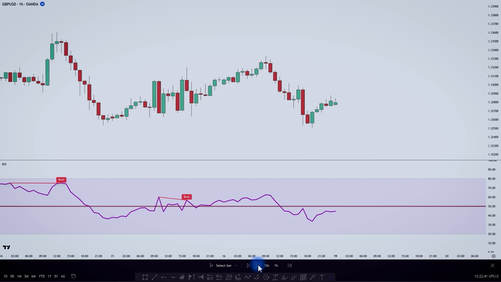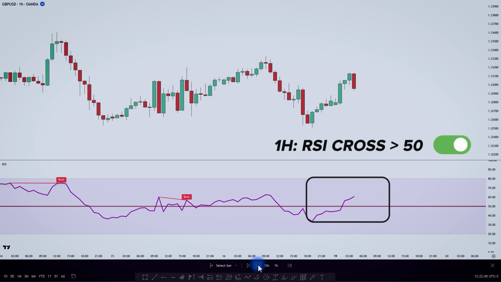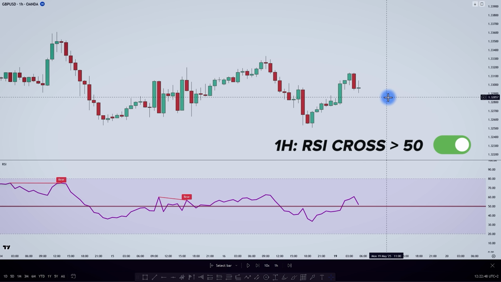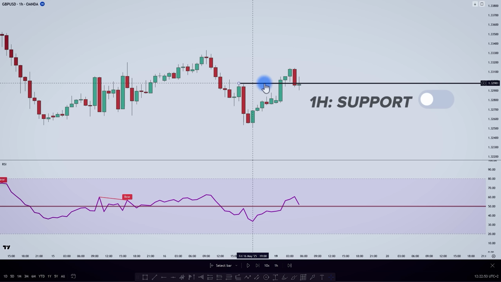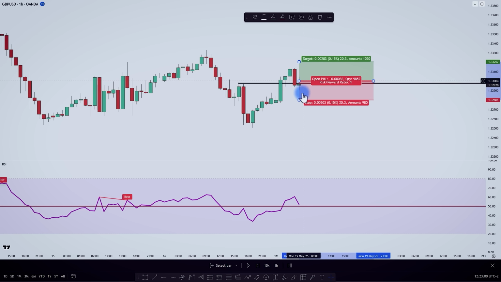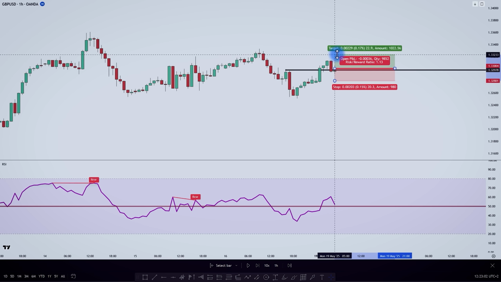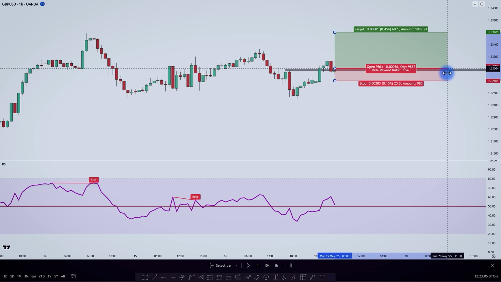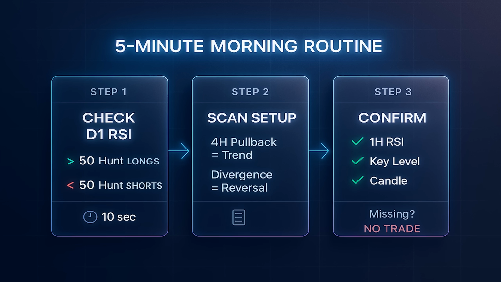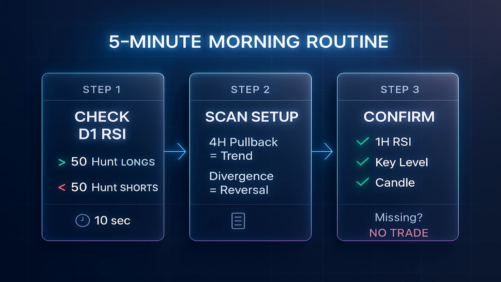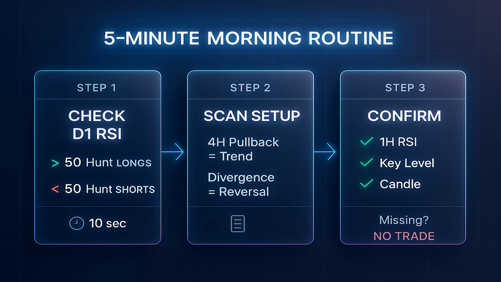That's my setup. Moving to the 1-hour, RSI just crossed above 50 with a strong green candle. That's my entry confirmation signal. Looking at price structure, we're sitting right at support level. Perfect confluence. So I'm entering long at the close of this candle. Stop goes below support. This is the exact RSI trading strategy that finds A+ setups every single day. No guessing, no hoping, just systematic execution.